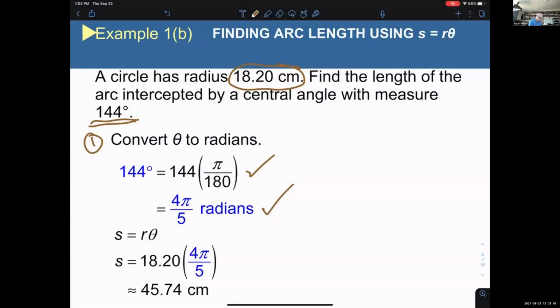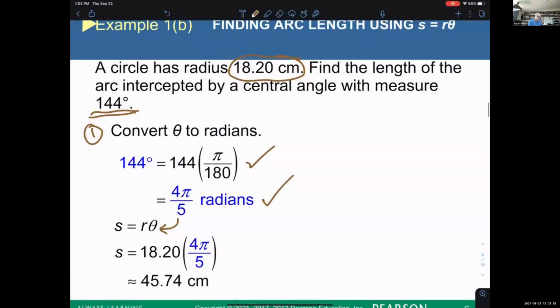And then they take that and plug that in here for theta, as well as plugging in the 18.20 for r. And now we see 18.20 times 4 pi over 5, and then they get their answer also rounded off to 4 significant digits. So if you are asked to find arc length and they somehow give you the angle measurement in degrees, you would need to remember that you need it to be in radians and make that conversion before using the formula here. Okay.